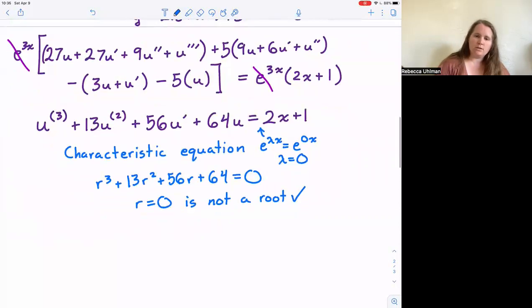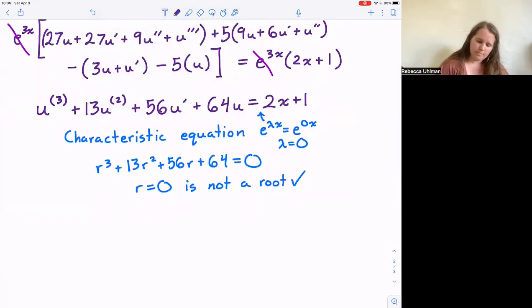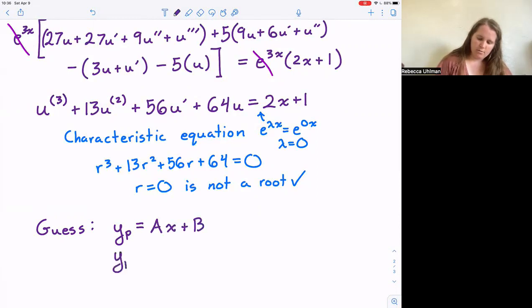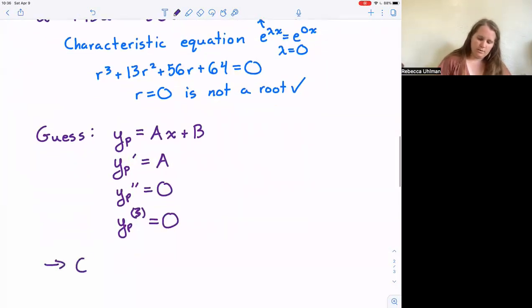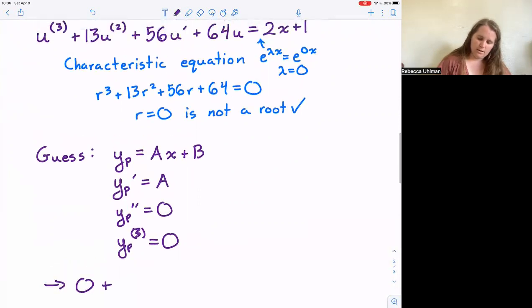So we can go ahead and just guess that u_p is just a first degree polynomial, or a degree 1 polynomial. So we will guess u_p is ax plus b. We have u_p prime is just a. The second derivative is 0, and the third derivative is 0.